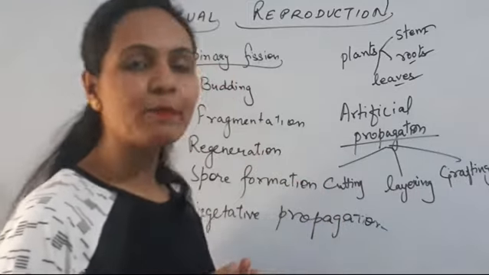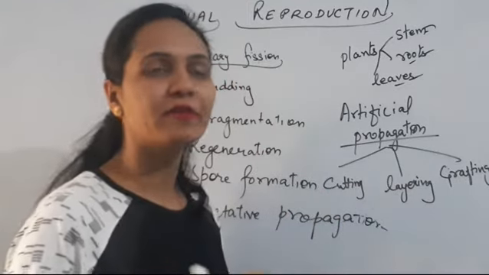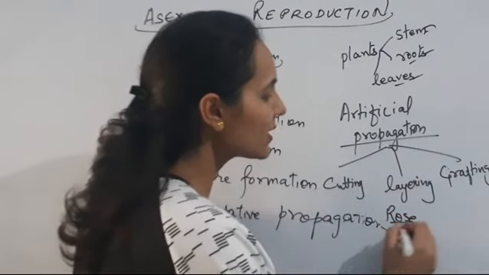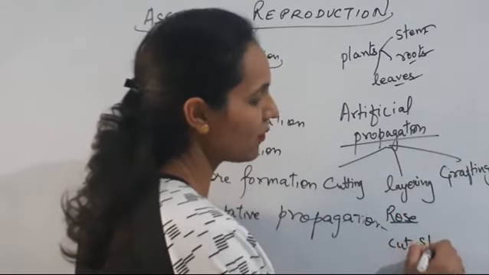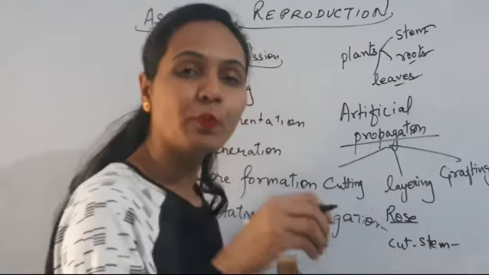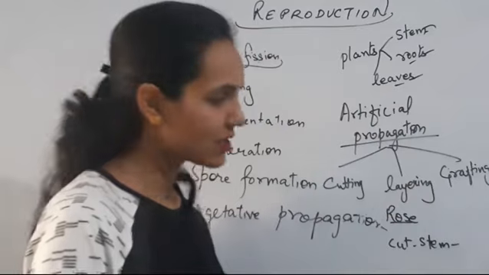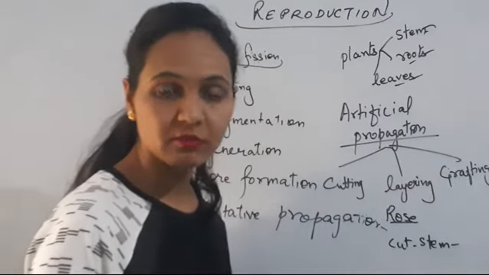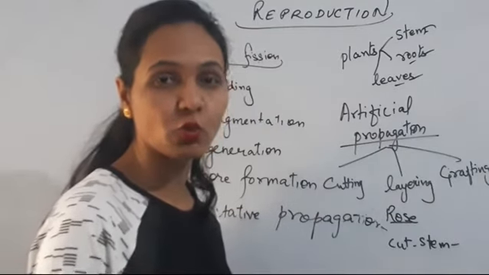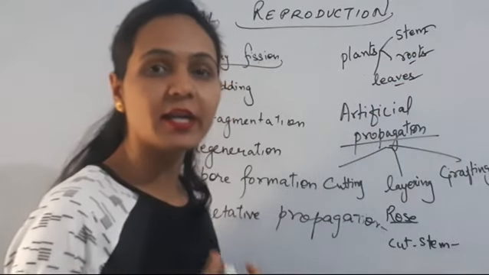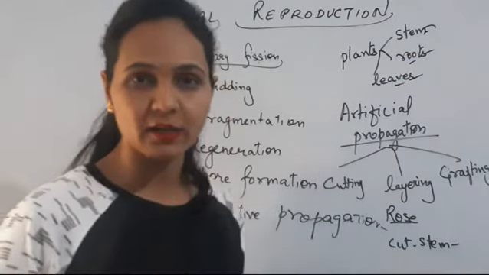So from any part, for example, we'll take the example of the rose plant. If you cut the stem of the rose, and you bury it inside the soil and provide water and essential nutrients to the stem, you will find a new plant. You don't need seed for the growth of the plant, because from any part of the plant, if the plants have certain ability to regenerate, like sugar cane.